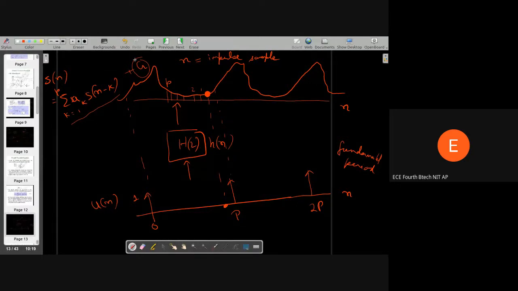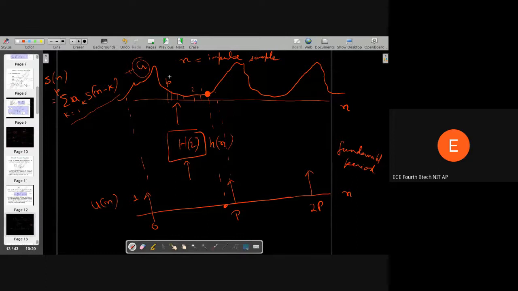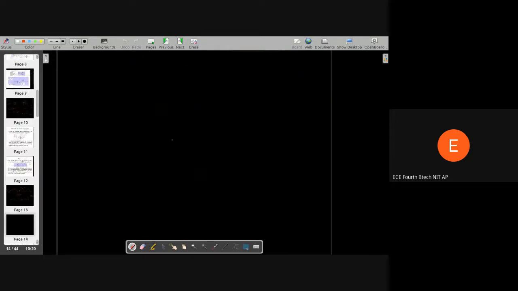But when it is not coinciding with the impulse, any speech sample can be considered as a weighted sum of its previous samples. This is the basis of linear prediction analysis.